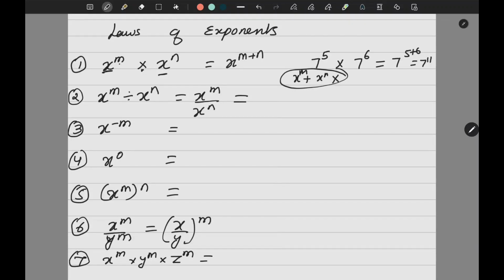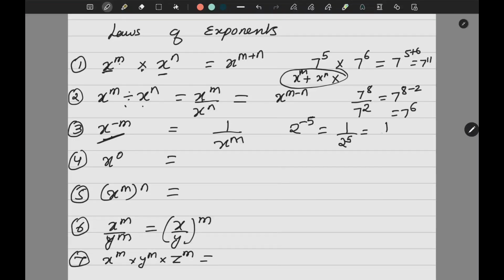Now the second one is x to the power m divided by x to the power n, also written as x to the power m upon x to the power n, is equal to x to the power m minus n. Example, if you have 7 to the power 8 upon 7 to the power 2, this will be equal to 7 to the power 8 minus 2, that is 7 to the power 6. This is how it is applied. Then you have x to the power minus m. X to the power minus m is 1 upon x to the power m. For example, if I give you 2 to the power minus 5, this will become 1 upon 2 to the power 5, which is equal to 1 upon 32. So this is how it works.